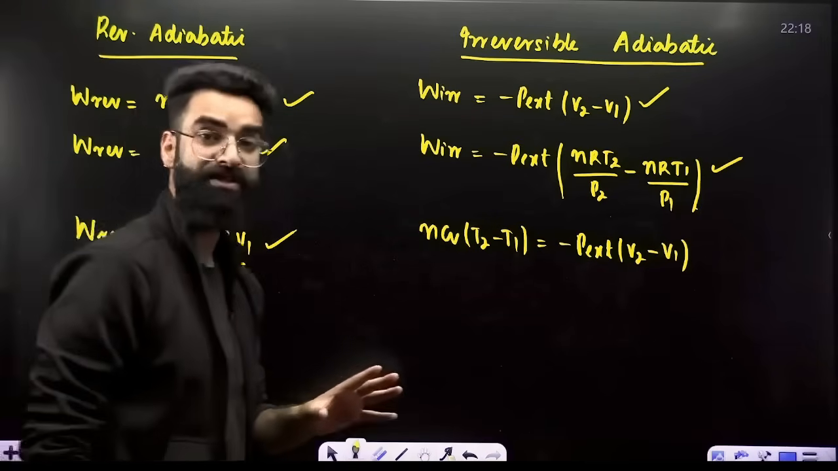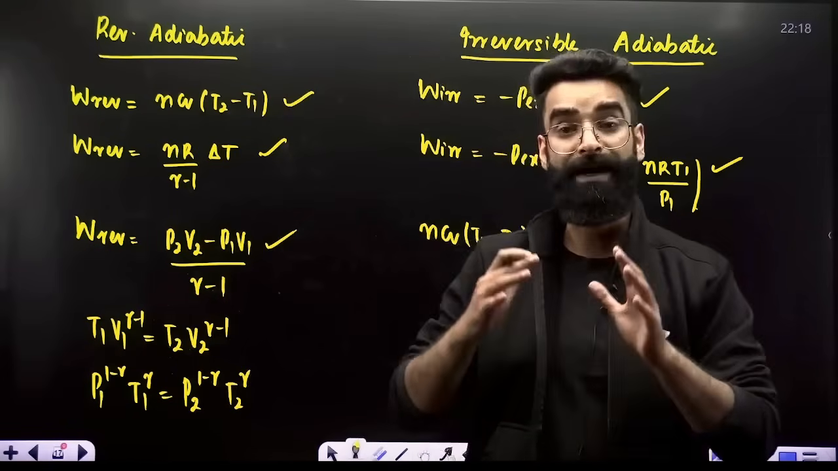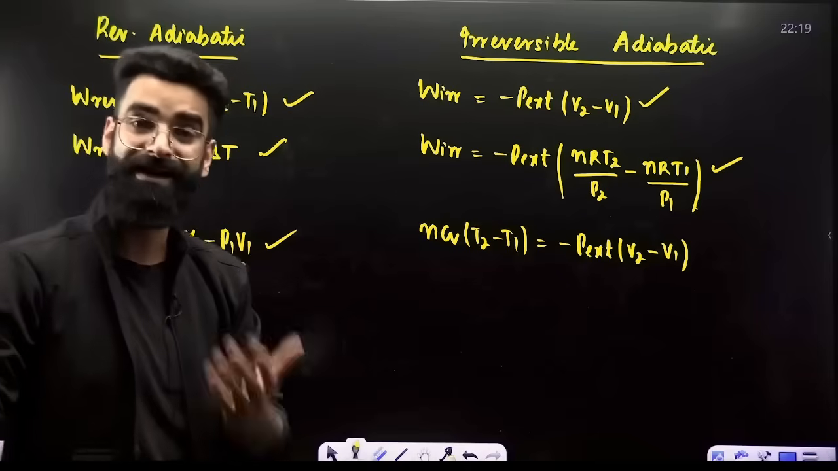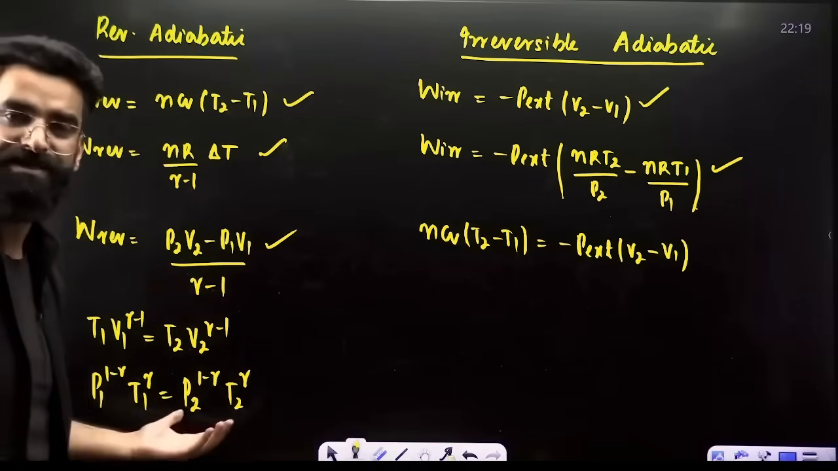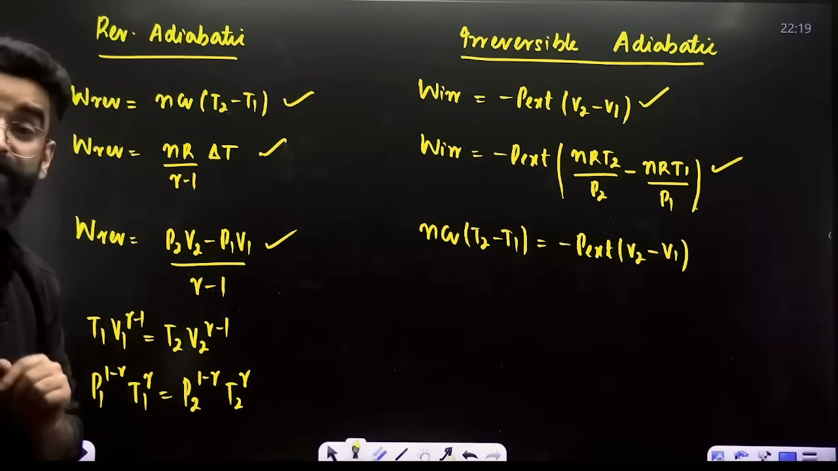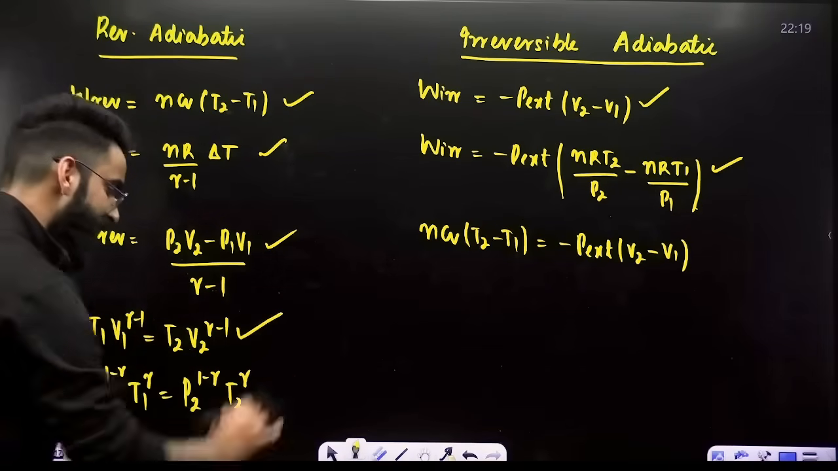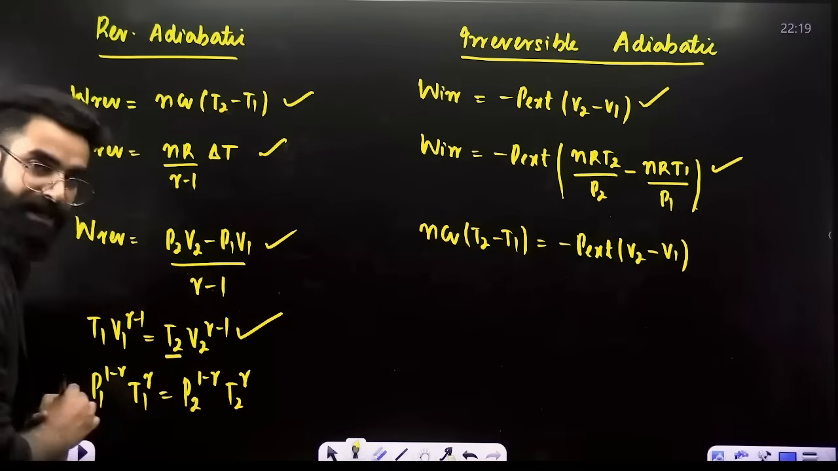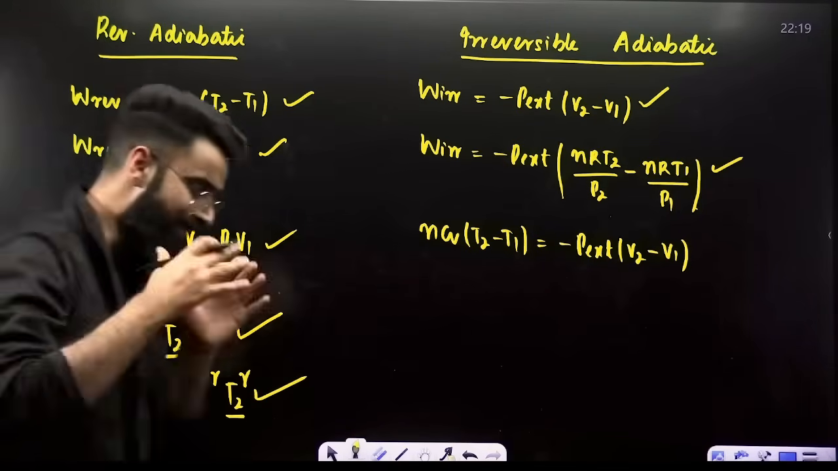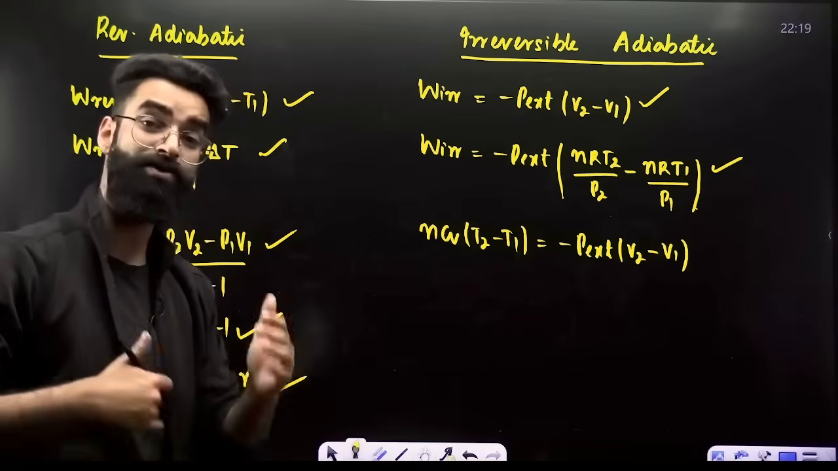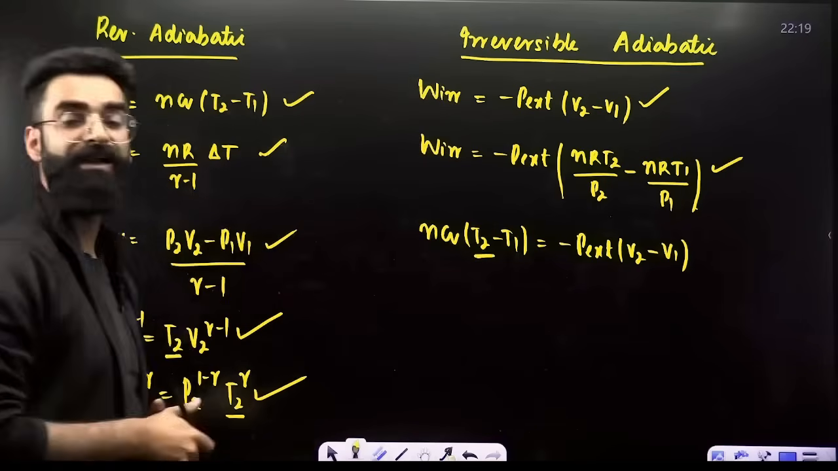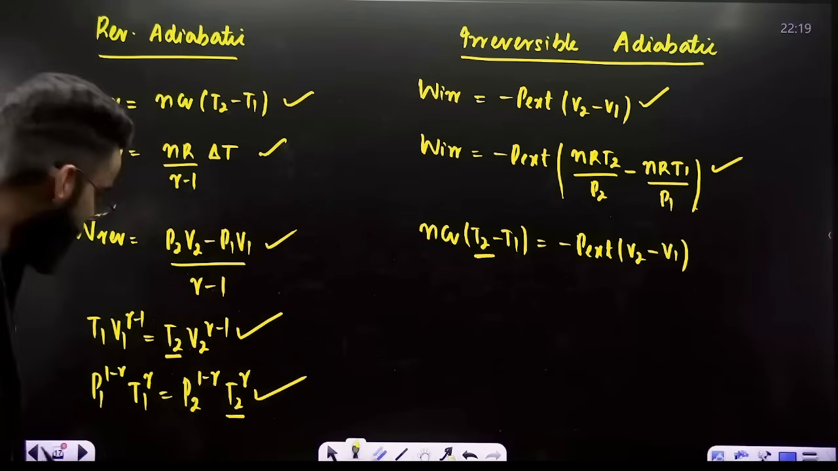One more type of question you would have seen is how do we calculate the final temperature of the system? How do we calculate the final temperature of the ideal gas, which undergoes either reversible adiabatic or irreversible adiabatic? When the ideal gas undergoes a reversible adiabatic process, this is the result with the help of which you calculate the final temperature of the gas. When the same ideal gas undergoes an irreversible adiabatic process, this is the result with the help of which you calculate the final temperature T2 of the gas, right?